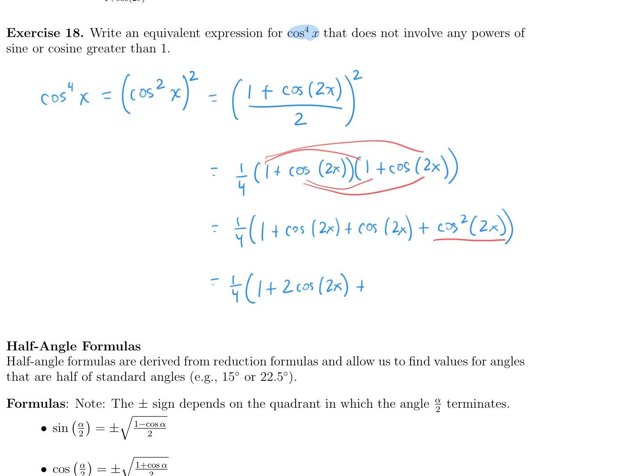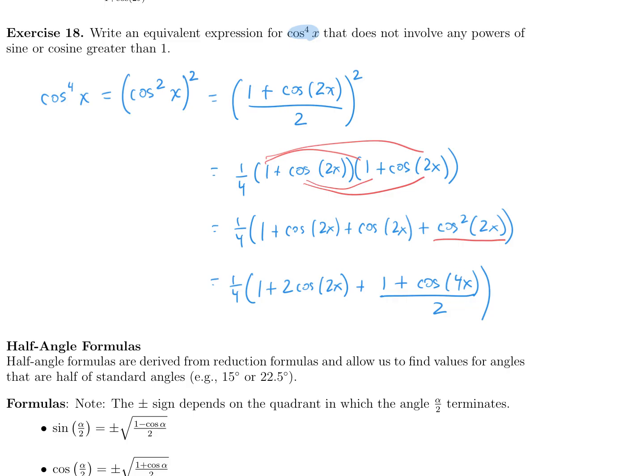It's going to become 1 plus cosine, instead of 2x, it's going to become 4x all over 2. So hopefully everybody sees what happened. Because the argument is 2x, when you plug it into the formula it is 2 theta. So this is your theta, and when you multiply the theta times 2, you get 4x in this case.